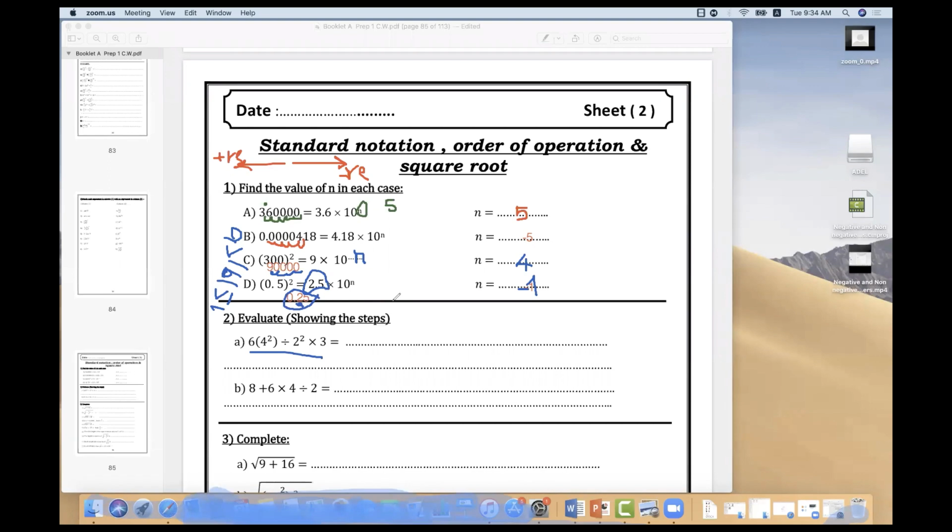After the exponents and roots, in the third step, I will solve divide or multiply. Which one do I begin with? From left to right. Excellent. The last step, plus or minus. Which one do I begin with? From left to right also.